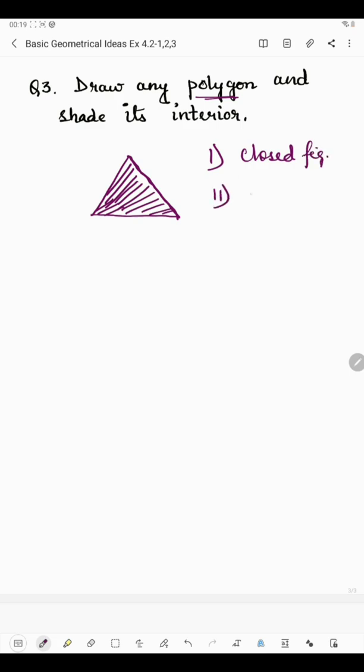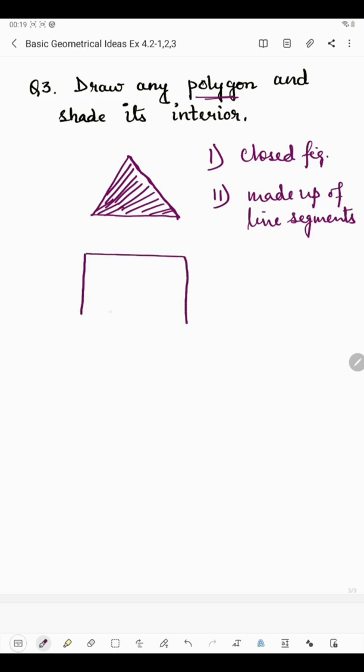To be a polygon, the figure has to be a closed figure and made up of line segments. So if I draw one more polygon, a four-sided polygon, it looks like this. This is a four-sided polygon and you have to shade its interior. Interior means the inner part of something. Which four-sided polygon is it? It's a rectangle. So this was all about question number 3. Thank you, students.